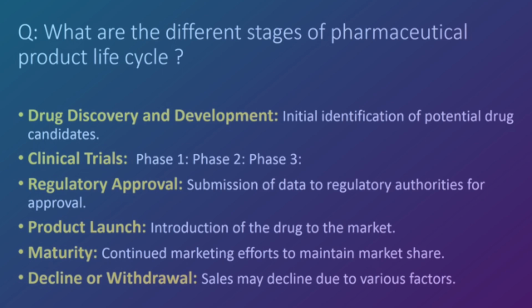What are the different stages of pharmaceutical product life cycle? There are 6 different stages of pharmaceutical product life cycle. First, drug discovery and development. Second, clinical trials. Third, regulatory approval. Fourth, product launch. Fifth, maturity. And sixth, decline or withdrawal.